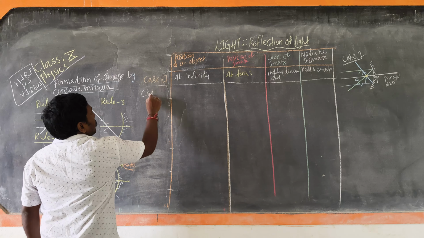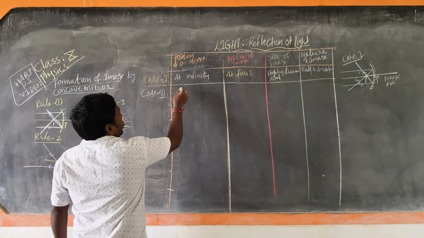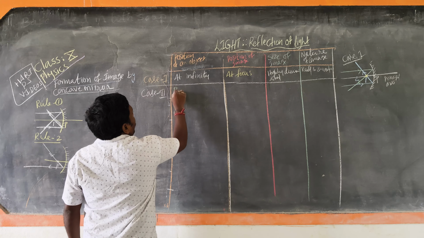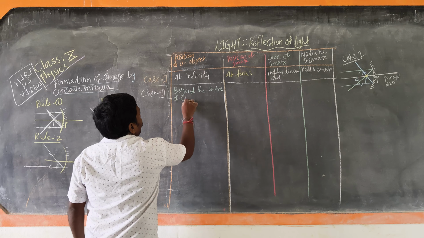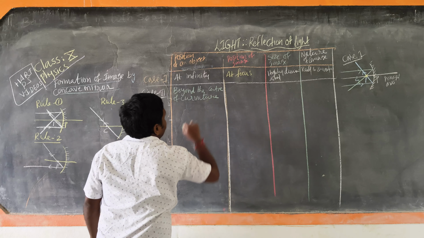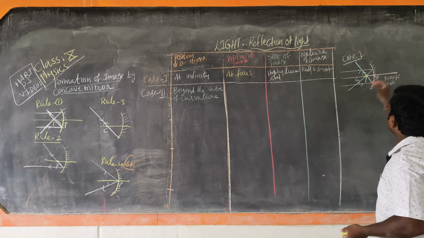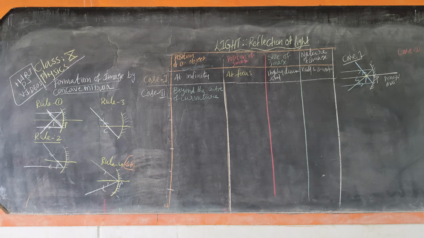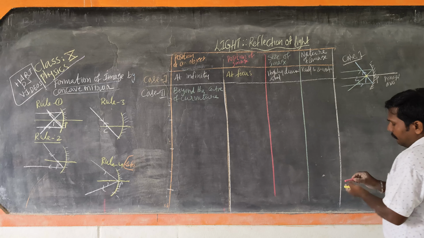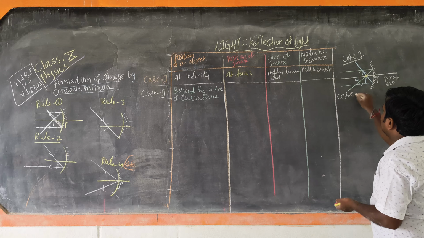Then case 2. The object is placed behind the center of curvature. So case 2, where is the image of an object formed in case the object is placed behind the center of curvature?